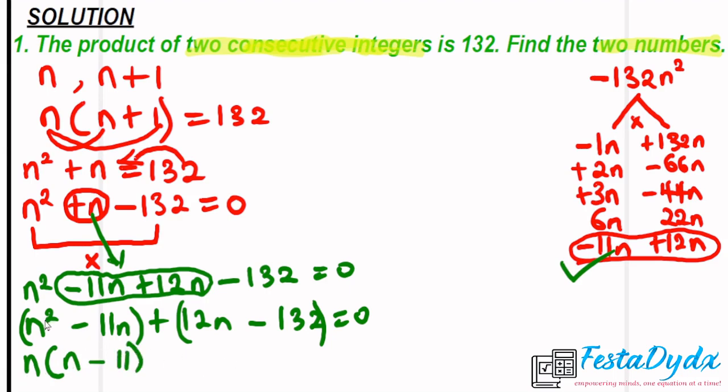N times n is n squared. N times minus 11 is minus 11n. Then we'll have plus 12n. For this place, 12 is common. I'm going to factor out 12 because I can get 12 in 12n, and I can also get 12 in 132. So I'll bring out 12, then in a bracket, n minus 11. If we are to multiply them back, 12 times n is 12n. 12 times minus 11 will give us minus 132. Remember to equate all to 0.